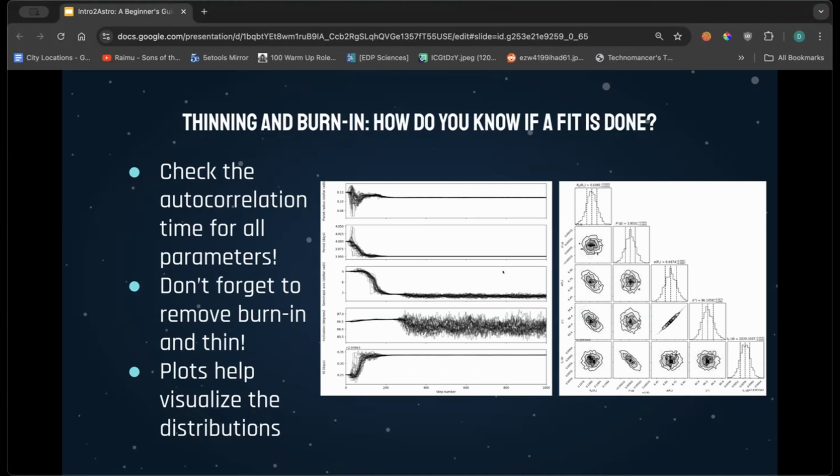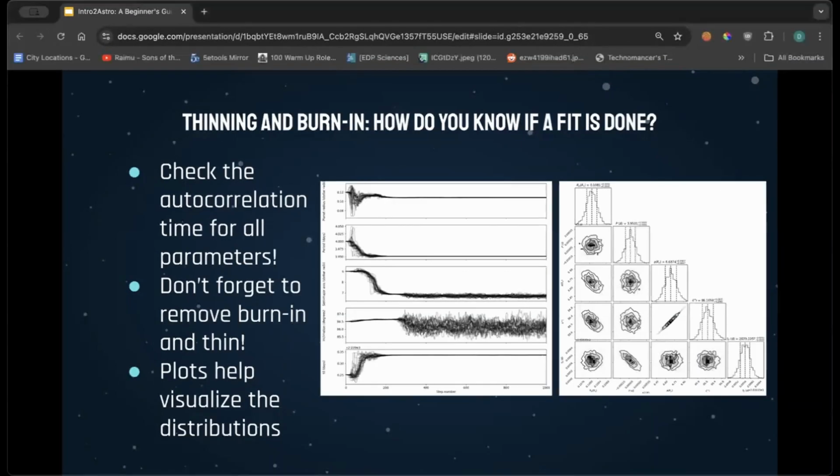So here is what's called a chain plot. This is a plot of all of our little walkers and what parameter values they take over time. This is one from my actual demo, which is trying to fit a few different parameters, for example the period and the radius of a planet over time.